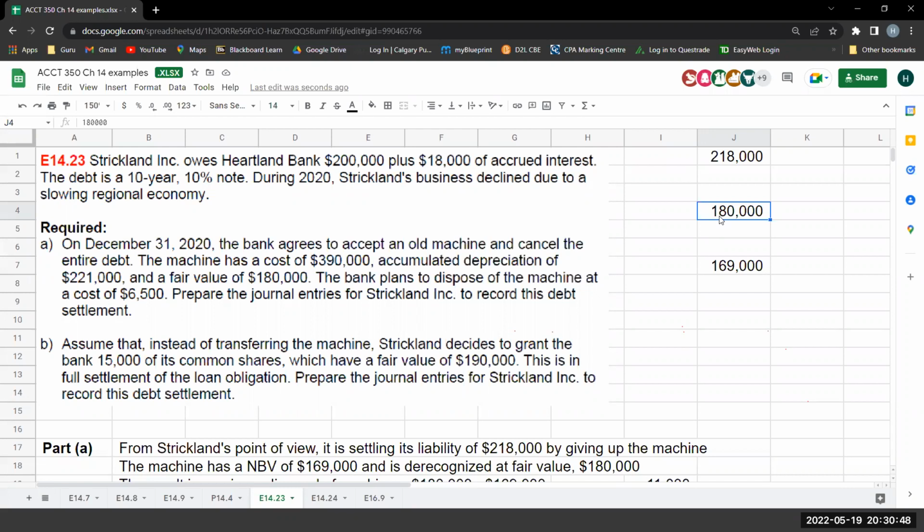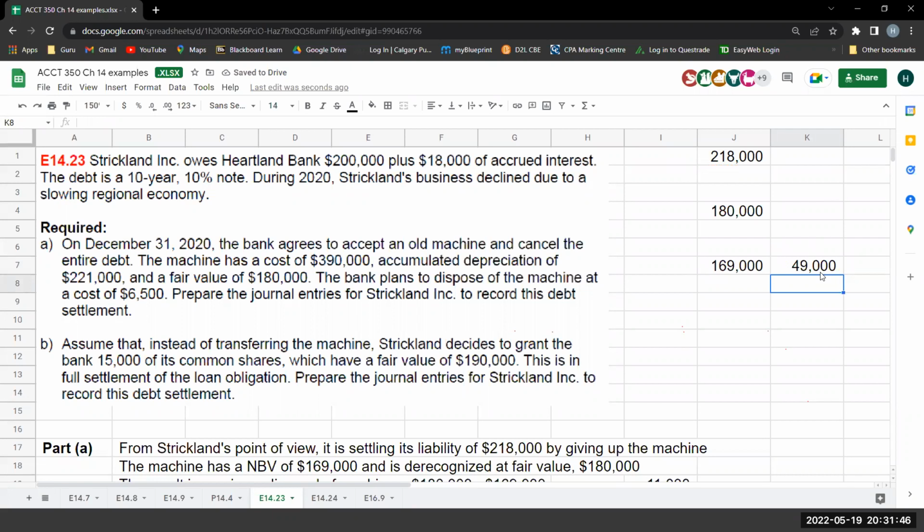But think of it from Strickland's point of view. Strickland owes the bank a liability of $218,000. Strickland is able to forget about that loan by giving up the machine. The machine has a carrying amount, net book value, on the books of Strickland of $169,000. This is good news from Strickland's point of view. They're saying, listen, my business is in the dumps anyway. I'd sooner give up this machine, because Strickland's management is probably thinking about wrapping things up, saying, fine, take my machine, and I can forget about $218,000 of the loan. So from Strickland's point of view, they're looking at an overall gain of $49,000.